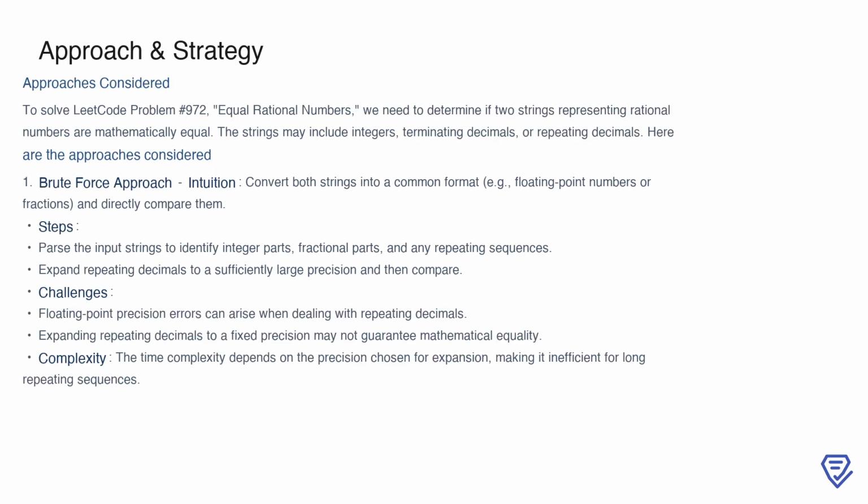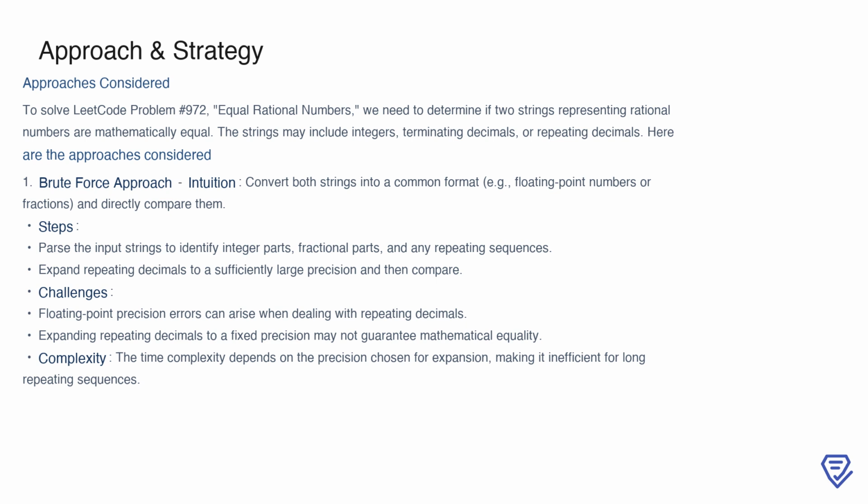To solve problem number 972, our goal is to determine whether two strings representing rational numbers are mathematically equal. The input strings can represent integers, terminating decimals, or repeating decimals, so we need an approach that handles each of these cases correctly. One approach we considered is the brute force method.